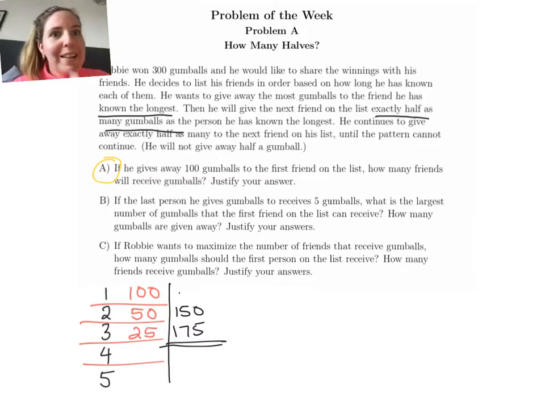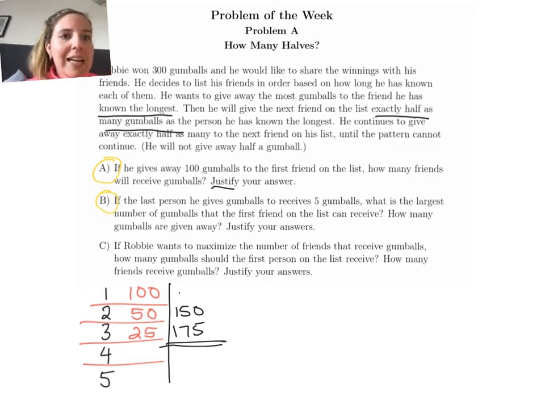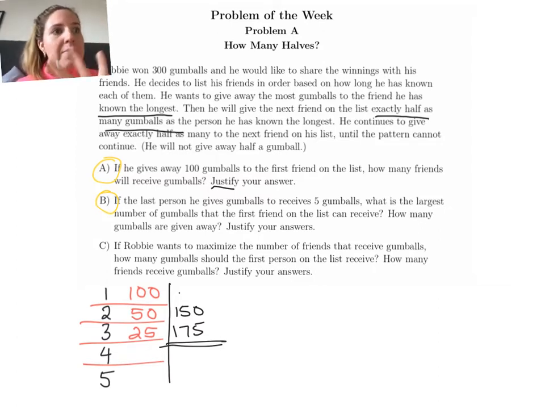I'm not explaining that bit. Justify basically means to prove, okay? So you need to tell me how many friends he can give away if he has 100 gumballs. I've given you the answer, but it's fine. Question B. If the last person he gives gumballs to receives 5, what is the largest number of gumballs that the first friend on the list can receive?